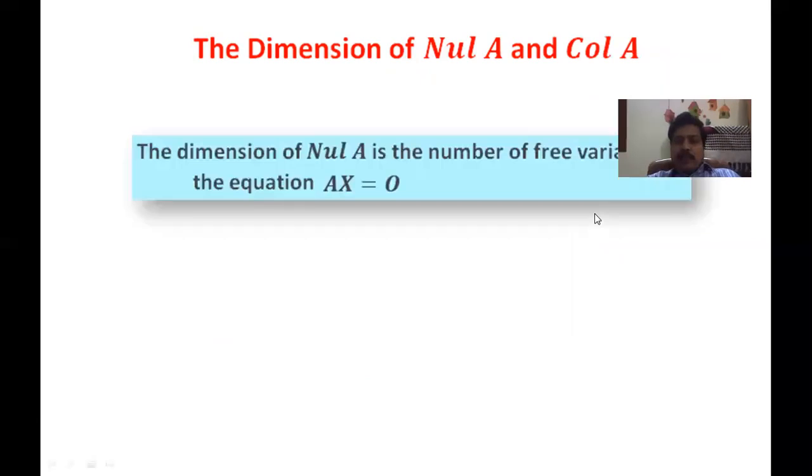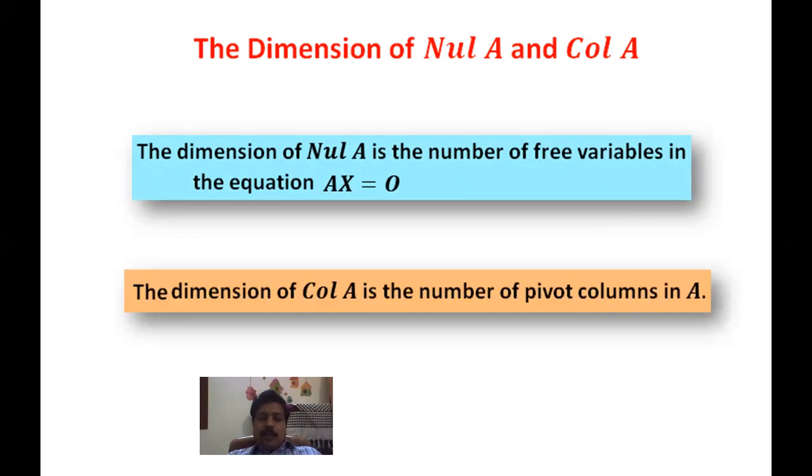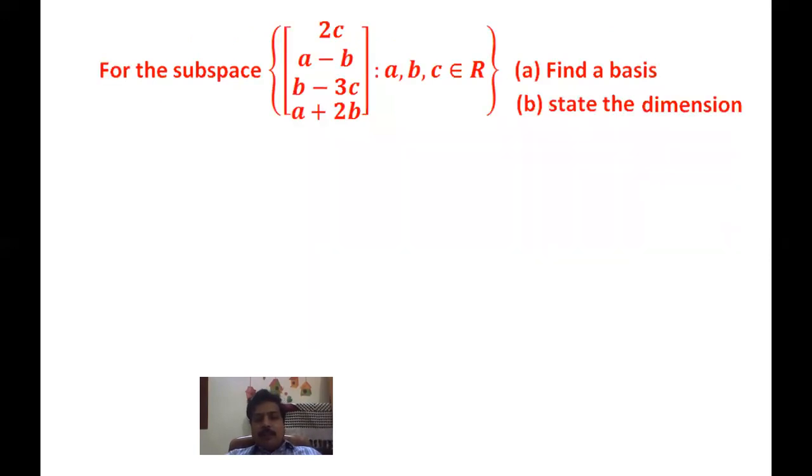And dimension of null A and column space A can be determined by using these concepts. The dimension of null A is the number of free variables in the equation Ax is equal to 0. So if we prepare an augmented matrix [A 0], the dimension of null A is the number of free variables. The dimension of column space A is the number of pivot columns in B. So the number of non-pivot columns is the dimension of null A, and the number of pivot columns will be the dimension of column space. So these are the things which we have gone through in the previous classes.